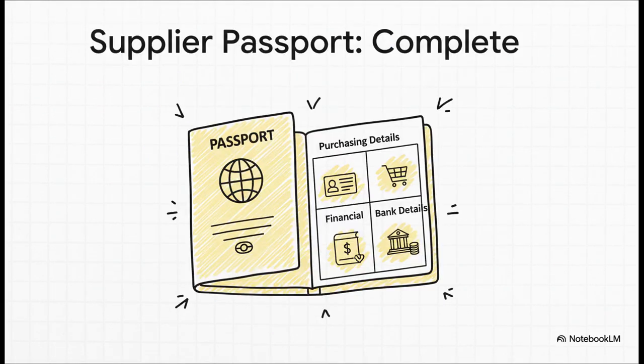So let's just recap what we did here. What's the big takeaway? We took a crazy 61-step manual and broke it down into 4 simple parts. We built a solid foundation with their core info, linked them to our finances, gave our teams permission to buy from them, and set them up to get paid. See, by focusing on these 4 key areas, we built a complete, reliable supplier record. It's a process that actually makes sense.